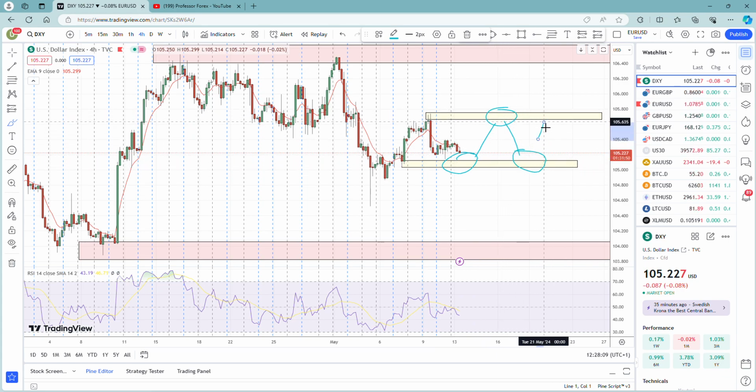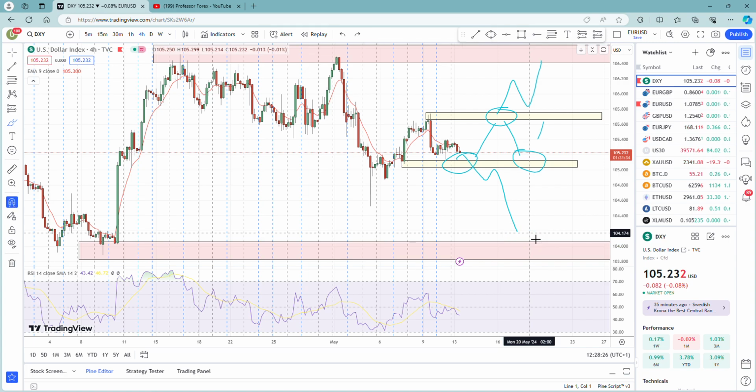If it breaches it, we can expect it to retest it and go to the daily. Same as if it breaches the support, acts as resistance, it retests it, we can expect it to go down to this level here. So that's how we can decide and predict where price is going to go.